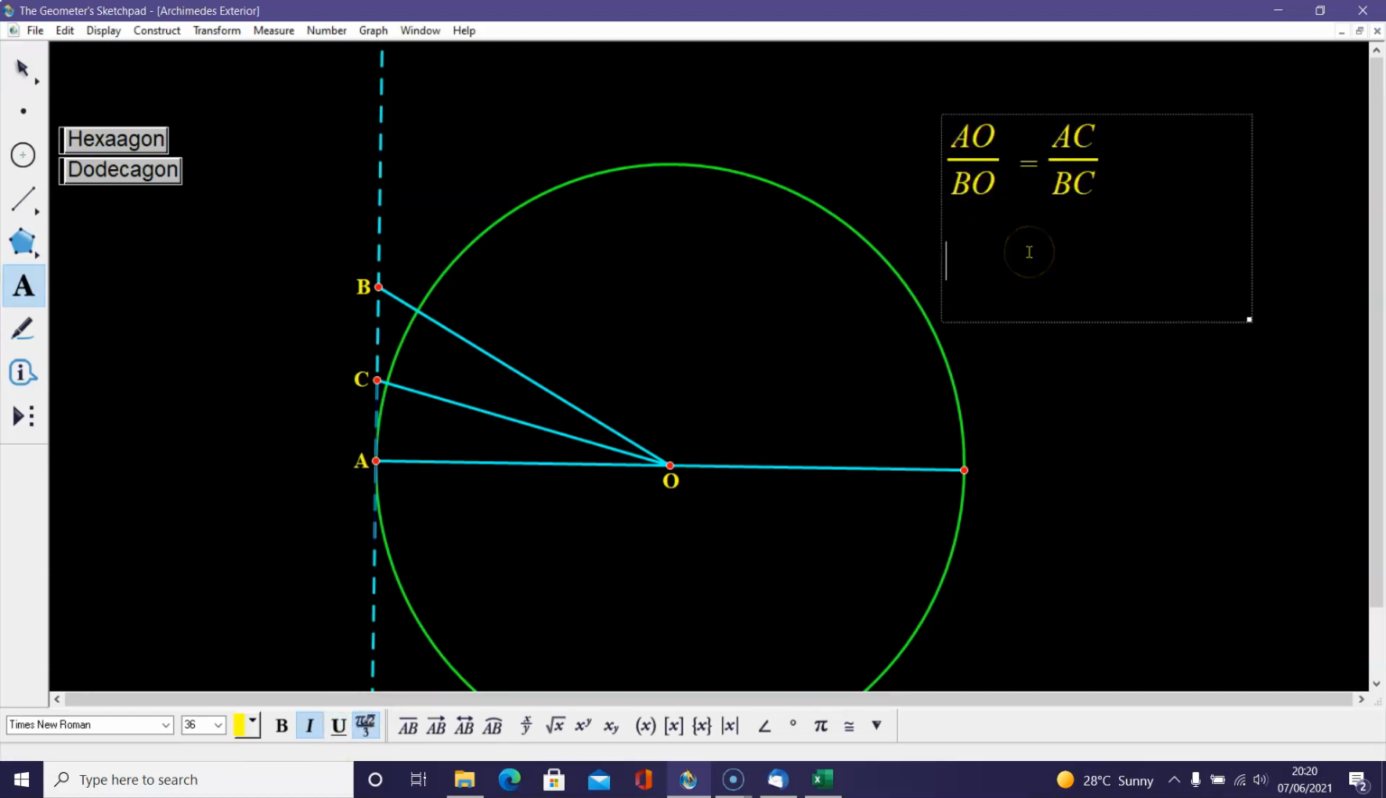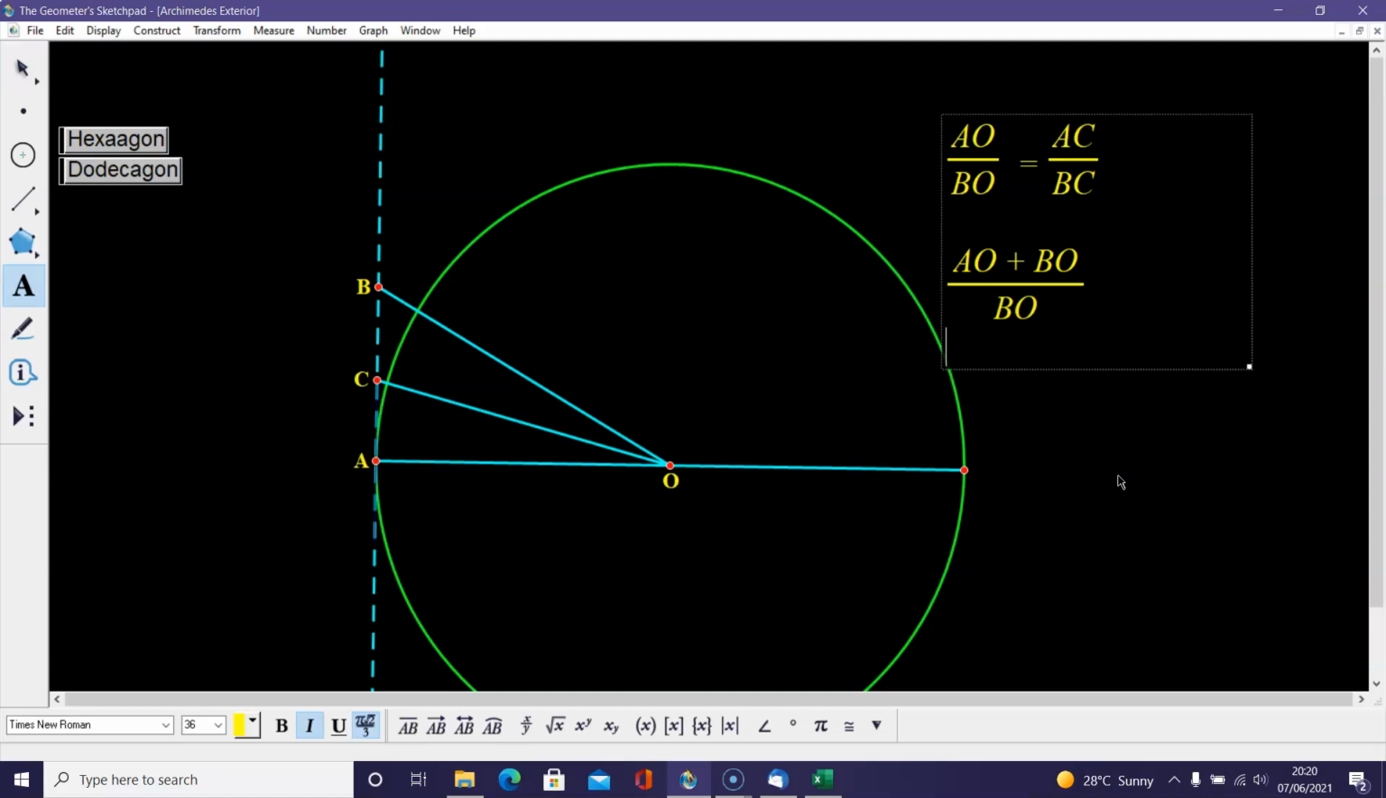There you go. Now then, we're going to add 1 to both sides of this. And what I mean by adding 1 to both sides is we're going to add BO over BO to the left and BC over BC to the right. And by doing that, I'm going to get a new set of ratios, and I'm going to have AO plus BO over BO.